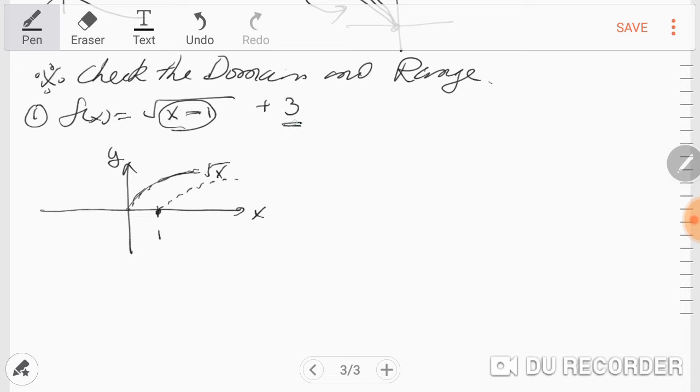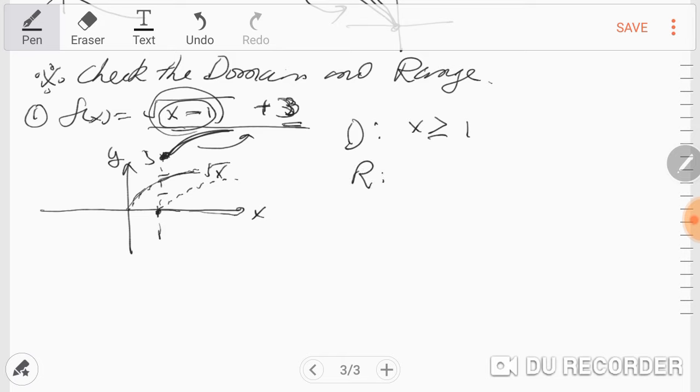And then this whole y value is increased by 3. So shift this graph 3 units up. So this is the graph of this function. Then the domain is the x values, which are greater than or equal to 1. How about the range? The minimum y value of this graph is 3. So y is greater than or equal to 3.